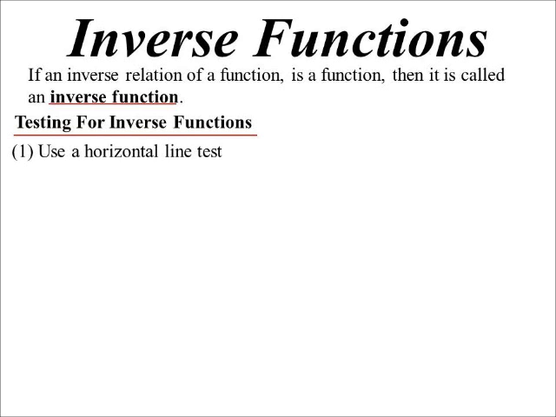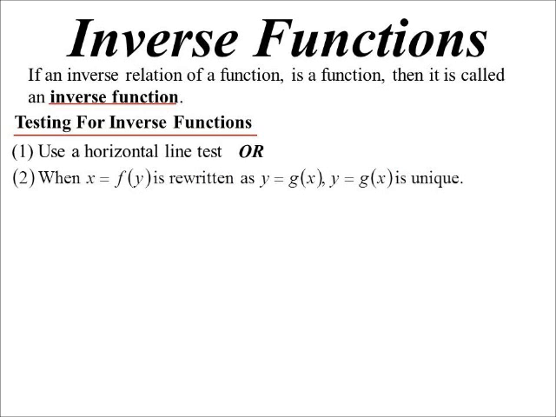So how do you test? Well, visually, I can use a horizontal line test. Remember, a vertical line test told me if it was a function. So if I'm swapping the x and the y's around, logically, a horizontal line test will tell me if it has an inverse function. Algebraically, we could do it this way: swap the x and the y's around, and when you make y the subject, if it is unique, then we've got an inverse function.